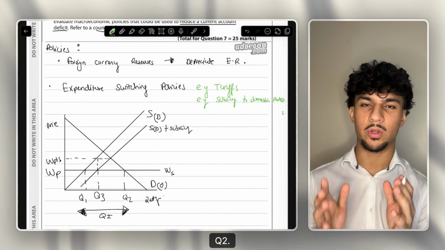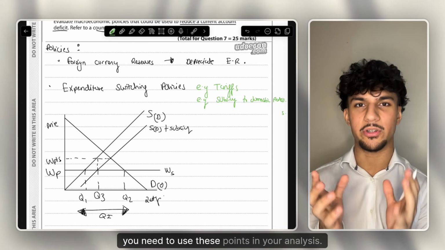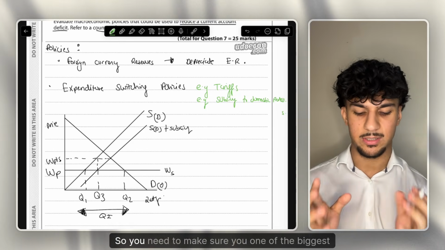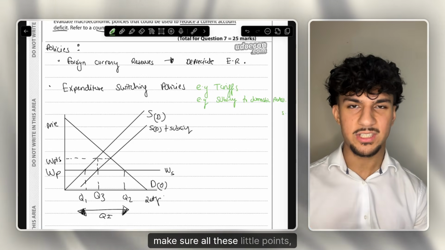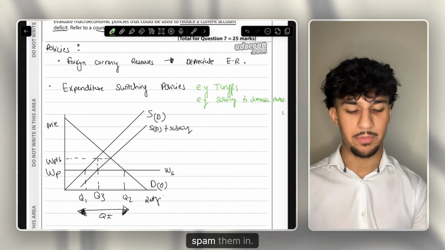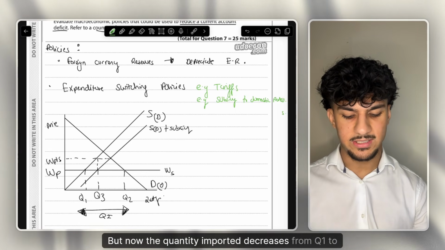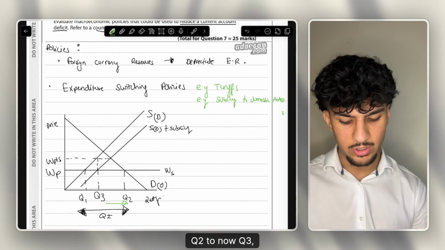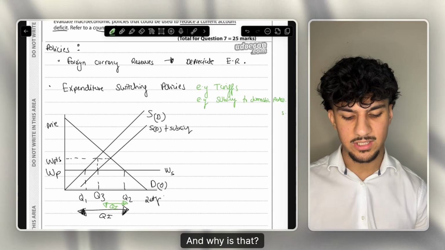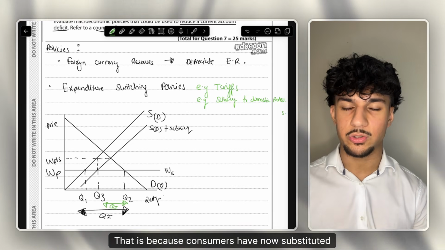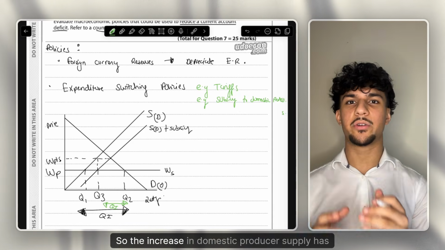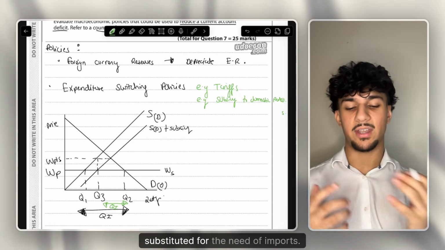So initially we were at Q1, Q2, and again, I need to emphasize, you need to use these points in your analysis. If you're not mentioning these points in your analysis, you're just leaving marks on the table. Make sure all these little points you include, WP, Q1, Q2, Q3, mention them all in your chain of analysis, spam them in. But now, the quantity imported decreases from Q1 to Q2 to now Q3 to Q2, which is the new quantity imported after domestic producers have been subsidized. And why is that? That is because consumers have substituted away from importing goods to purchasing from domestic producers. So the increase in domestic producer supply has substituted for the need of imports.